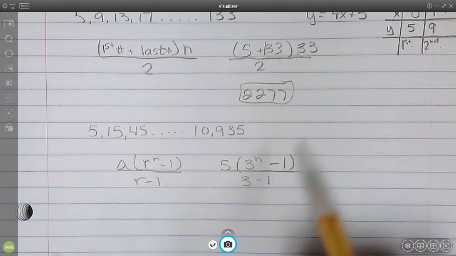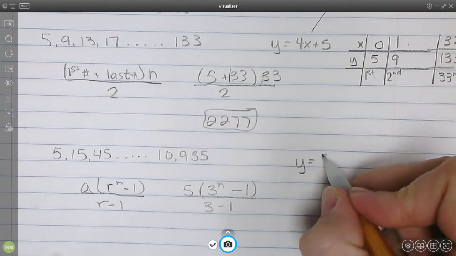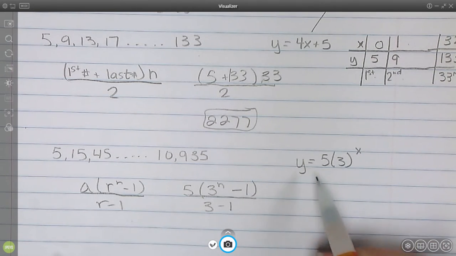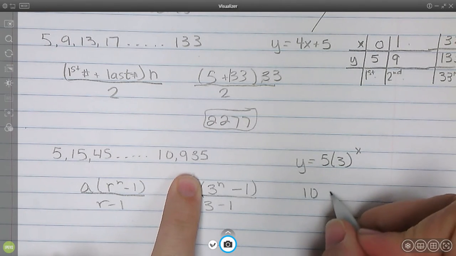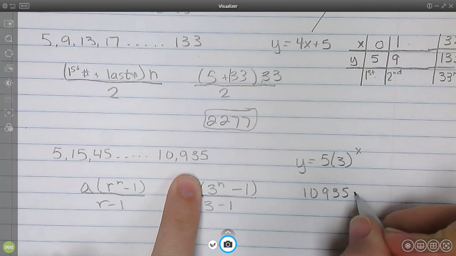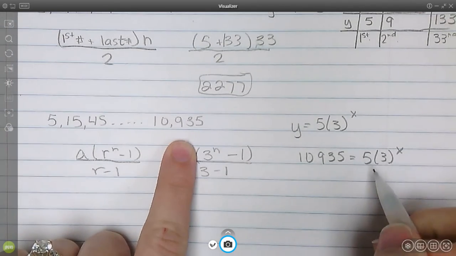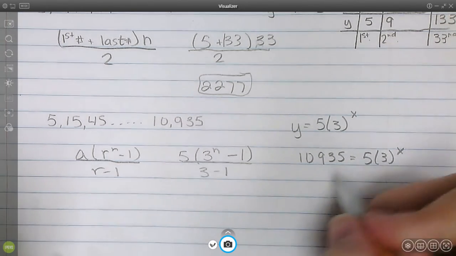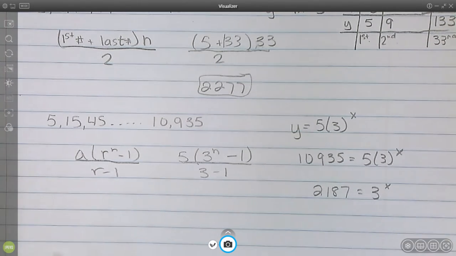Okay, so we're going to do the same thing that we did up here, except for now, since you're multiplying, it's going to be exponential. So we have y equals, our starting value is 5, our multiplier is 3 to the power of x, and we know that our y value is 10,935. So we have 10,935 equals 5 times 3 to the power of x. So divide both sides by 5, and we get 2,187 equals 3 to the power of x.